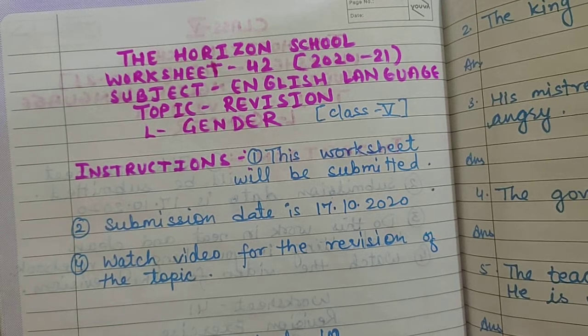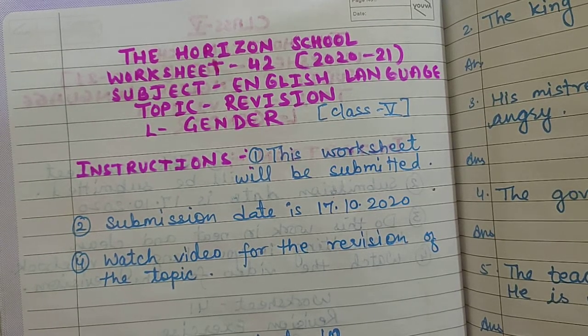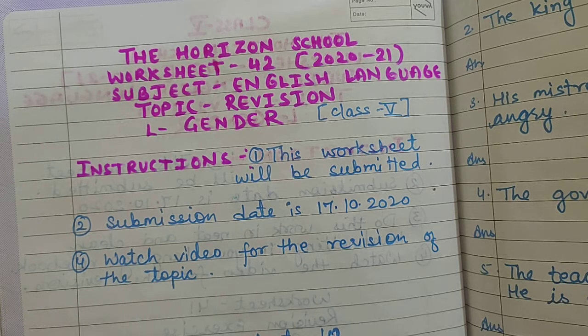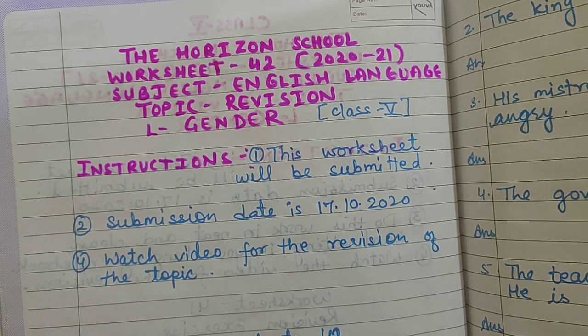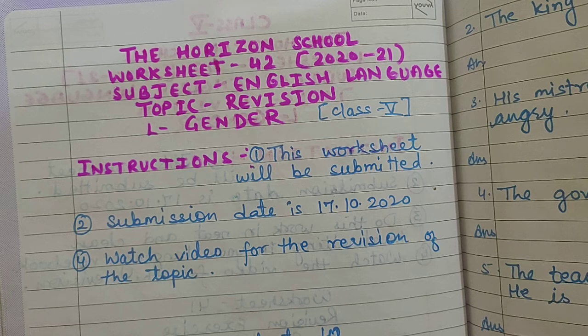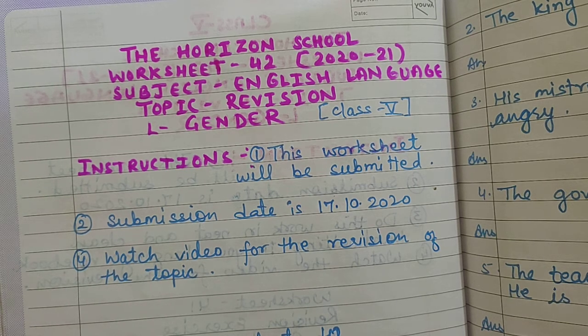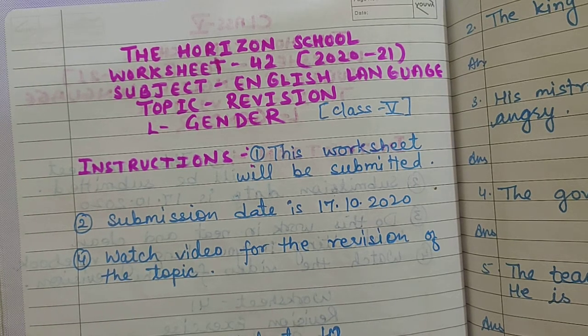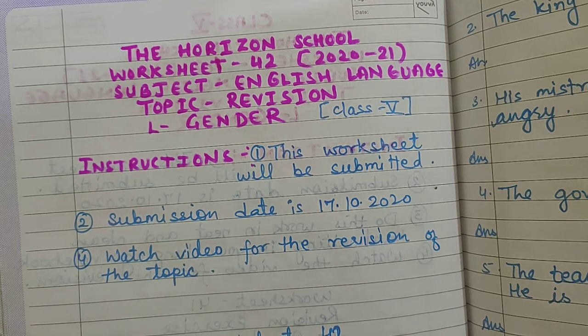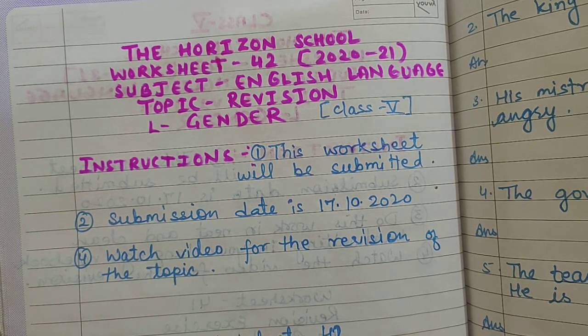And today in this video we are going to take worksheet number 42 from your English language portion. In this worksheet I have taken the revision of the lesson gender. So in this worksheet we are going to revise what is a gender, kinds of gender. I'll be explaining you again all the kinds of genders, and also I'll be taking one exercise which I have given you for the worksheet.